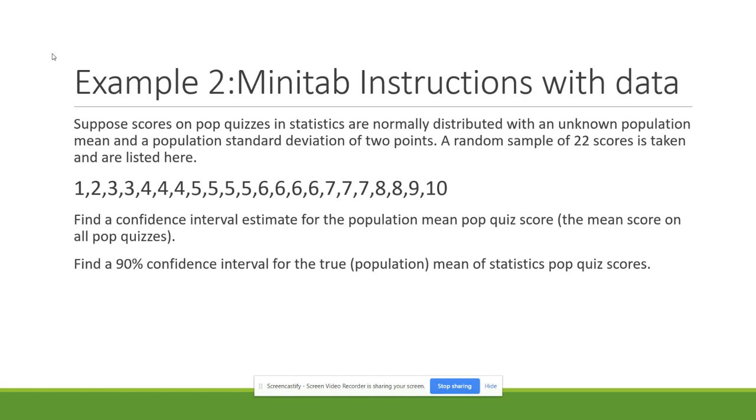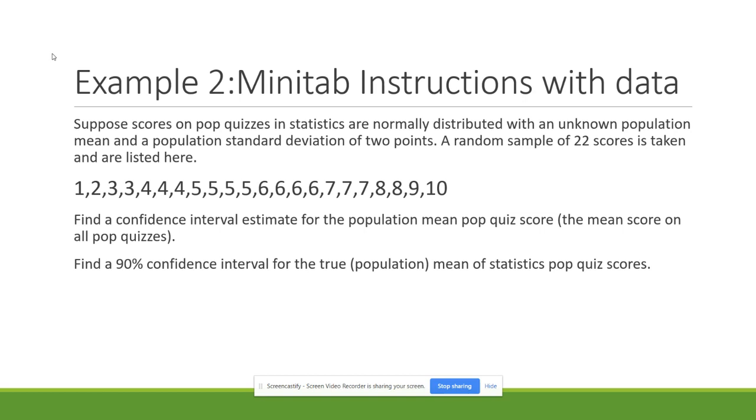A random sample of 22 scores is taken and they're listed here. So you can see the 22 scores, they range between 1 and 10. So I want to find a confidence interval estimate for the population mean pop quiz scores, and I want to do it at the 90% level.